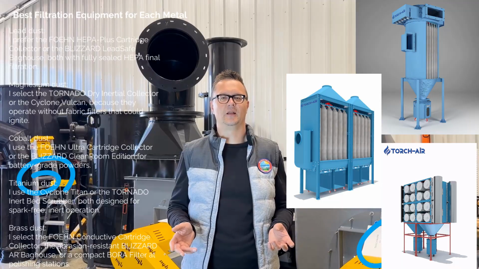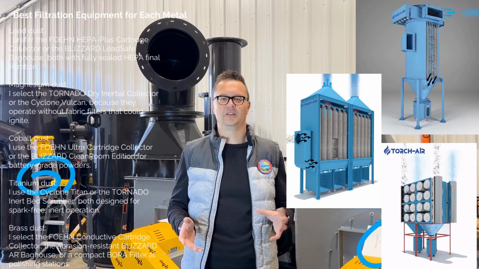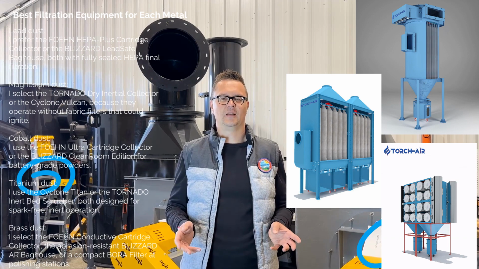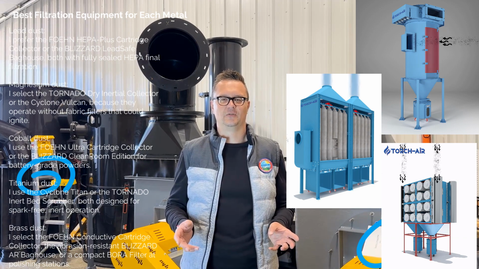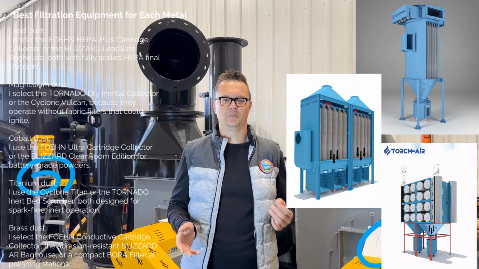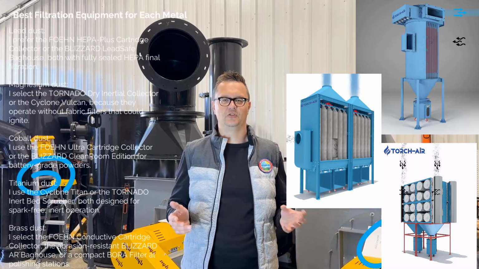Titanium dust, I use the Cyclone Titan or the Tornado Inert Bed Scrubber, both designed for spark-free, inert operation. Brass dust, I select the FOEHN Conductive Cartridge Collector, the abrasion-resistant Blizzard AR Baghouse, or a compact Bora filter at polishing stations. 5 metals, 5 different filter strategies.